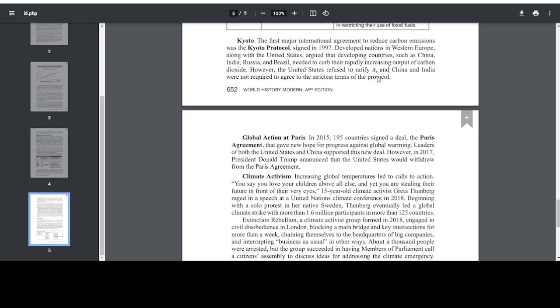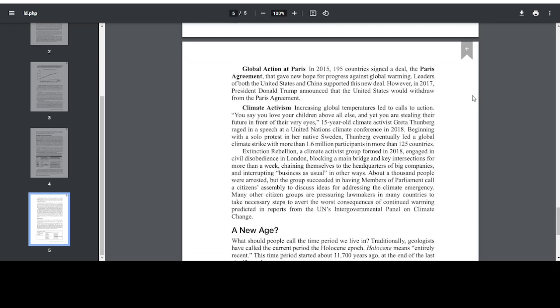Kyoto. The first major international agreement to reduce carbon emissions was the Kyoto Protocol, signed in 1997. Developed nations in Western Europe, along with the United States, argued that developing countries such as China, India, Russia, and Brazil needed to curb their rapidly increasing output of carbon dioxide. However, the United States refused to ratify it, and China and India were not required to agree to the strictest terms of the protocol.